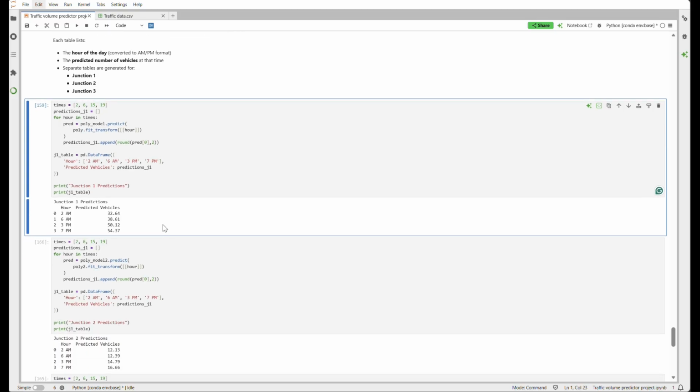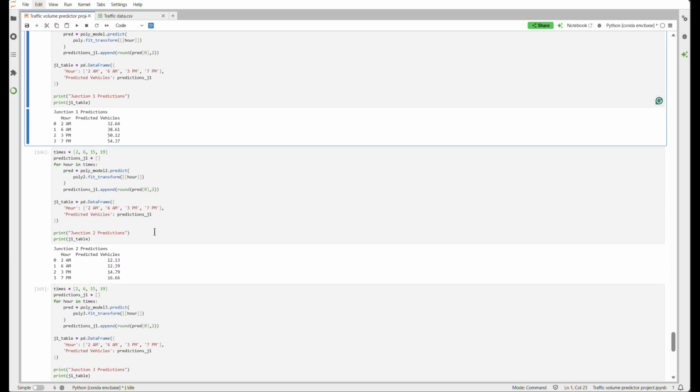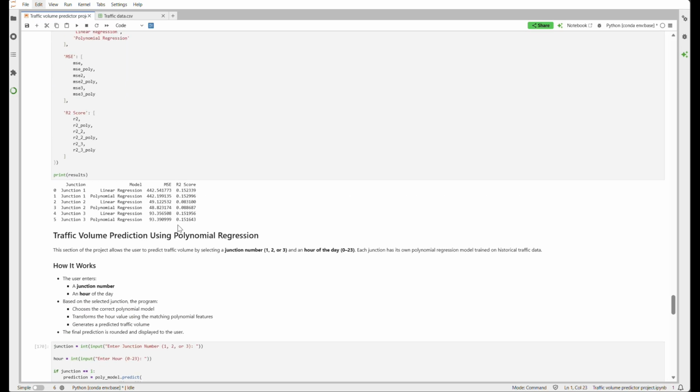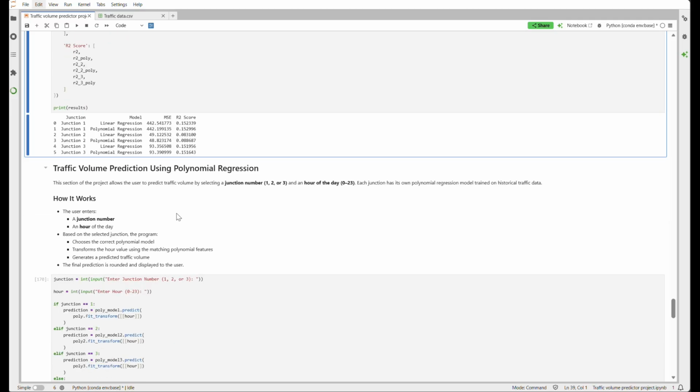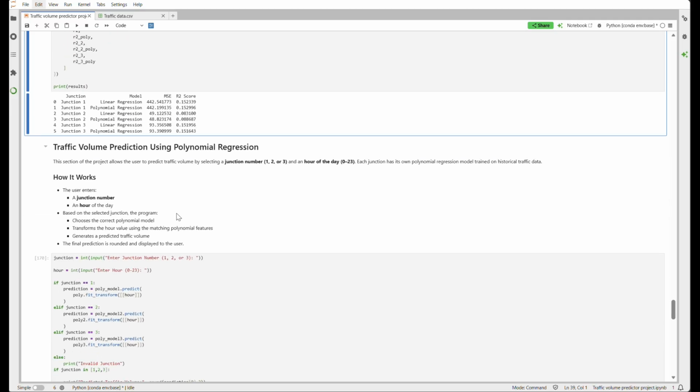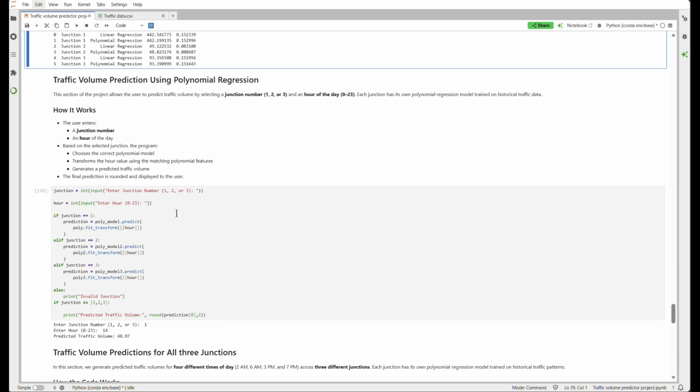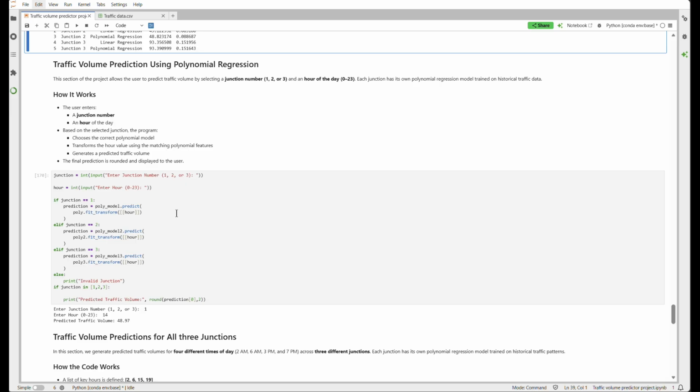In this project, I assessed uncertainty using the model evaluation metrics, mean squared error and R squared score. Mean squared error measures how far predictions are from actual values. A larger MSE means the model has more prediction error, while a smaller MSE means the model is more accurate. R squared score measures how much of the variation in traffic volume is explained by the model. In my results, the R squared scores were relatively low, which means the hour alone does not fully explain traffic volume. Because of this, the projected traffic volume should be interpreted as estimates rather than exact predictions.